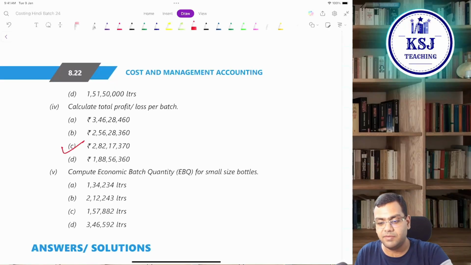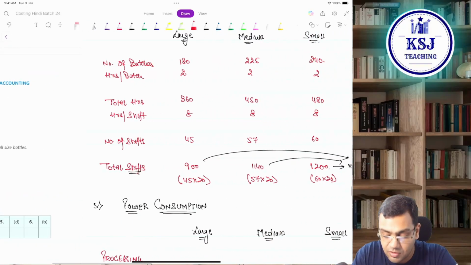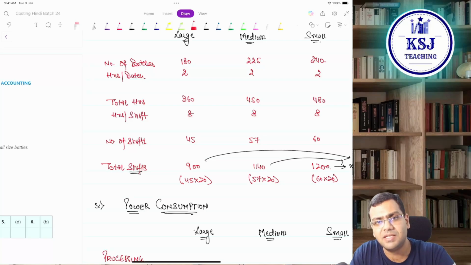Is that clear, everyone? Yes, it's a very, very good question. Lots and lots of workings are there, but these workings might not be asked as such in the examination. But yes, these workings or a part of these workings can be asked in any case study or any question in the examination, so you have to be ready with it.